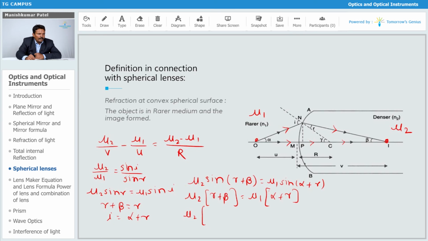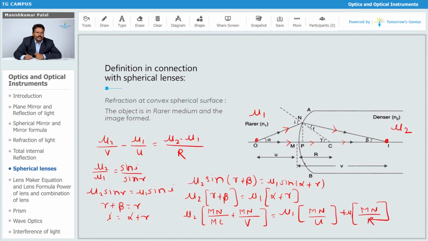So mn upon mc. This gamma is nothing but mn, the opposite side, upon, let's say, mc. Similarly for beta, that is mn upon mi, which is nothing but the distance up to v. I will directly write down that distance also. Then this is mu1 times alpha, the same, that is mn upon u. Similarly you can write mu1 multiplied by gamma also, so mn upon r.